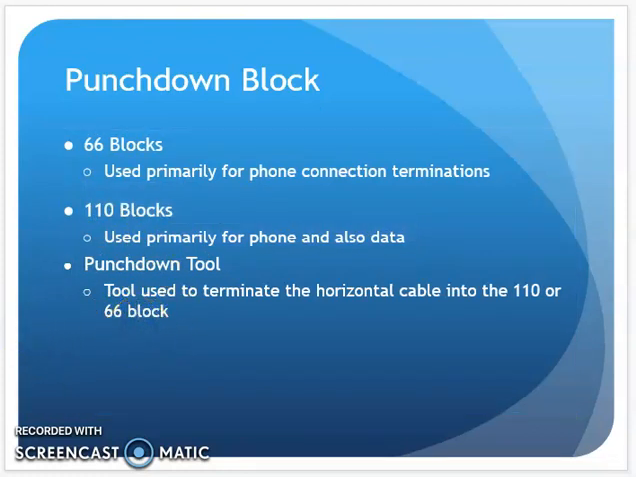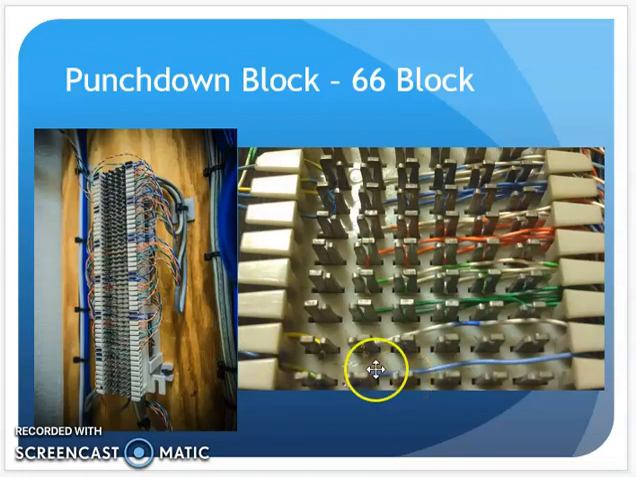So let's take a look at a couple examples here. Here is a 66 block terminating phone wiring. This is traditional analog phone wiring here. And the way this block is set up, you have roughly half a block over here and then half a block over here. And then I can use either little clips or other jumper wires to connect a wire on a phone on this side to a phone on this side. That's typically how they would work.